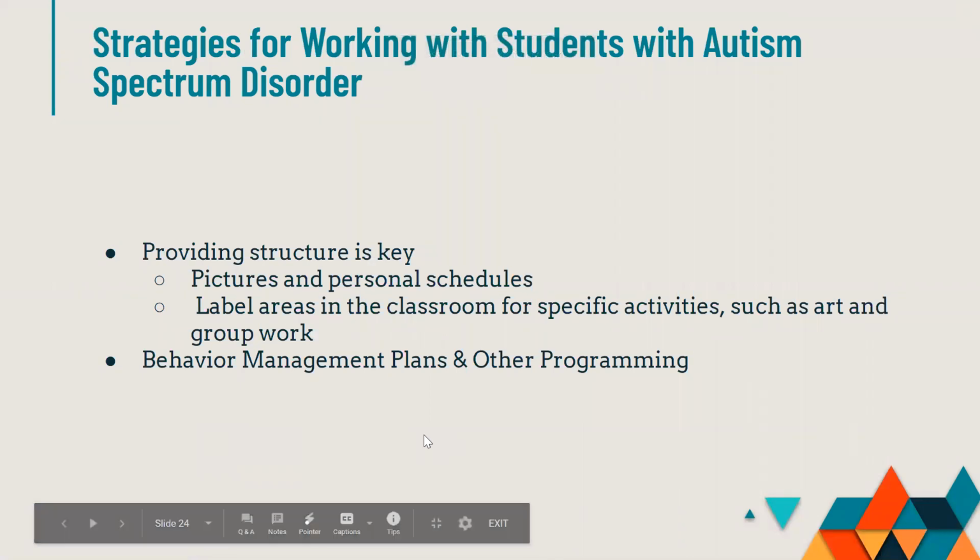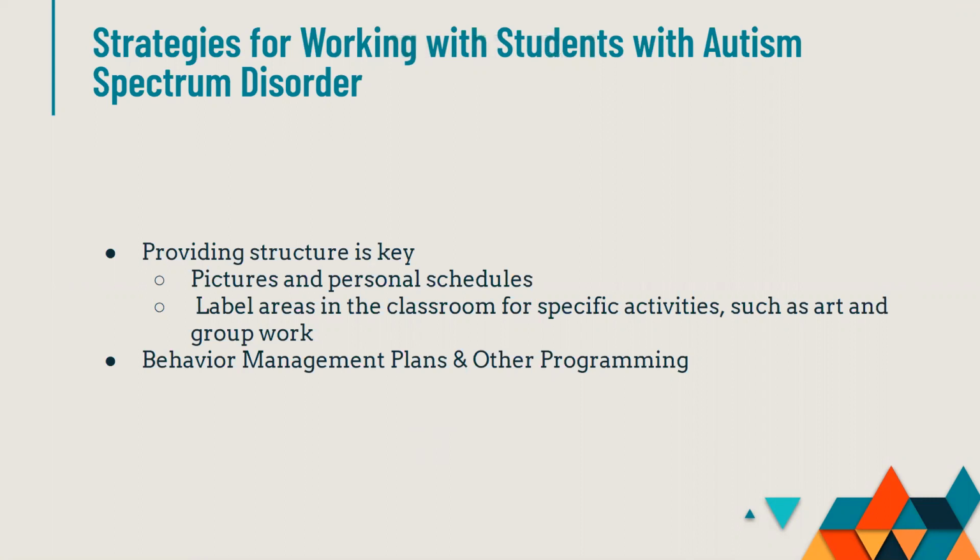Children with autism spectrum disorder have difficulty processing information that is coming to them from their environment. We have to help them organize what they see, hear, and feel around them. Providing structure is key. This includes using pictures and personal schedules so students have routines and predictability.